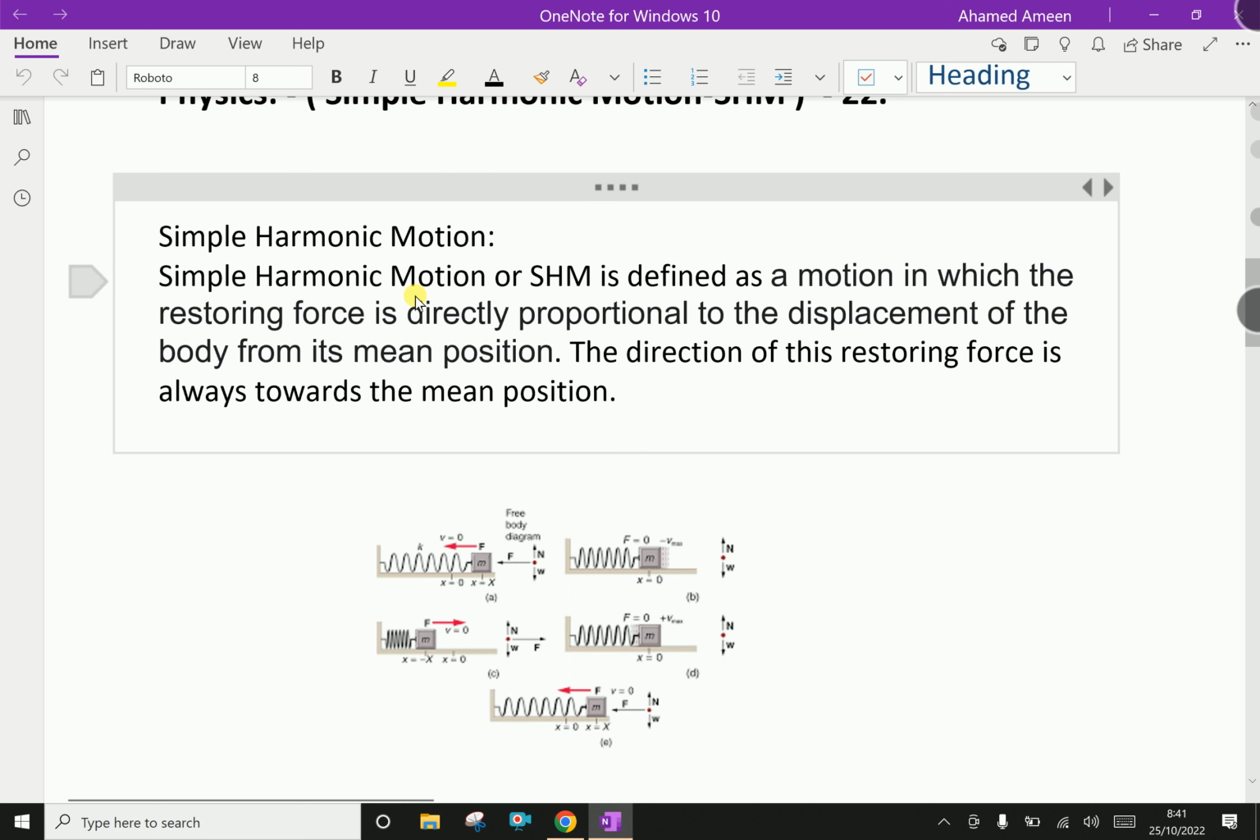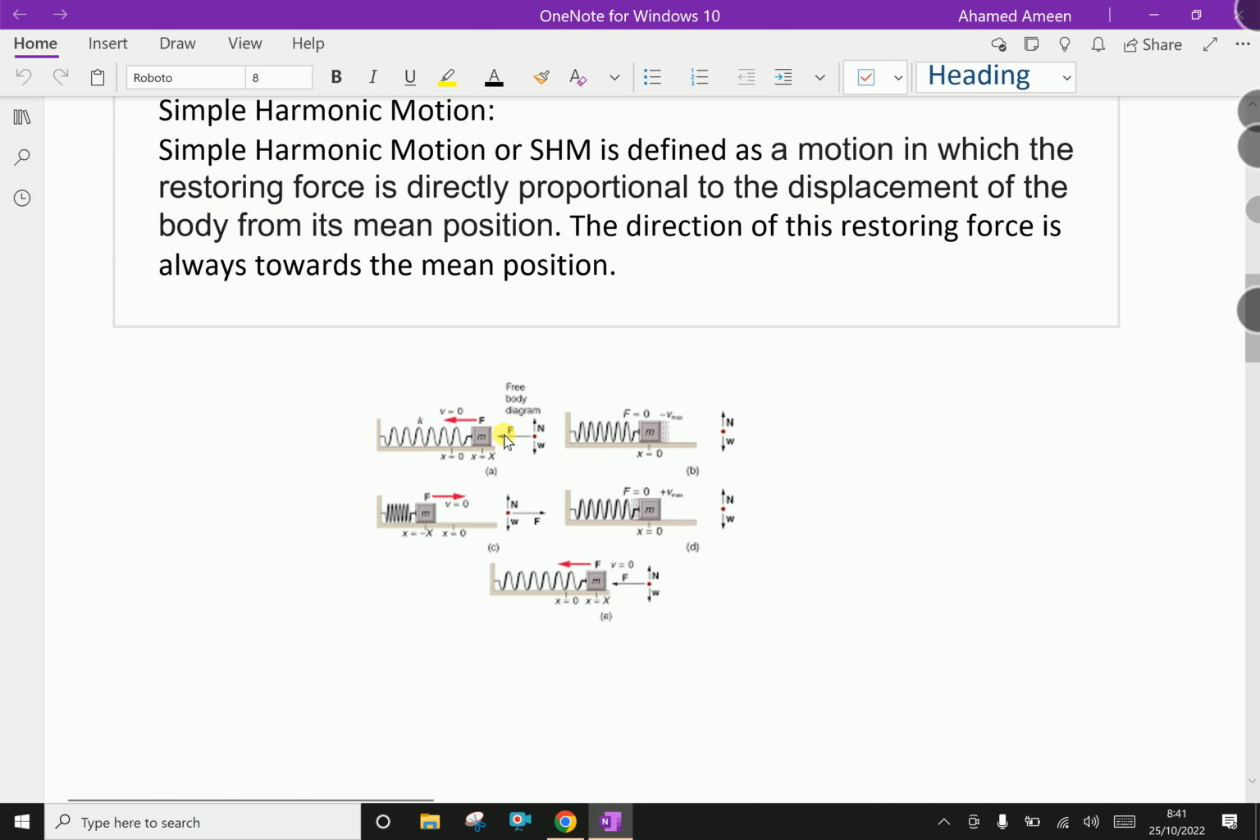In physics, let us discuss simple harmonic motion, that is SHM. Simple harmonic motion, or SHM, is defined as a motion in which the restoring force is directly proportional to the displacement of the body from its mean position. The direction of this restoring force is always towards the mean position.